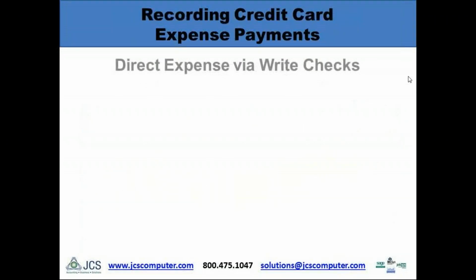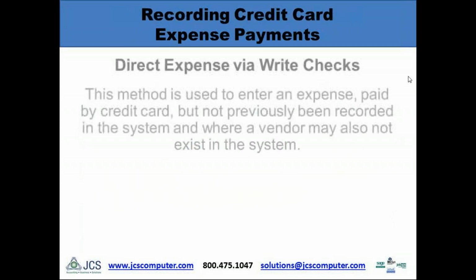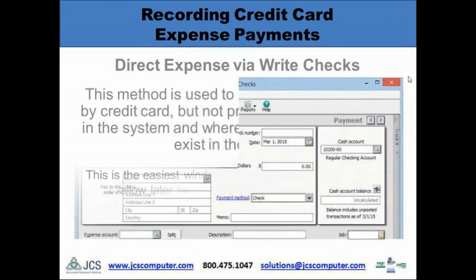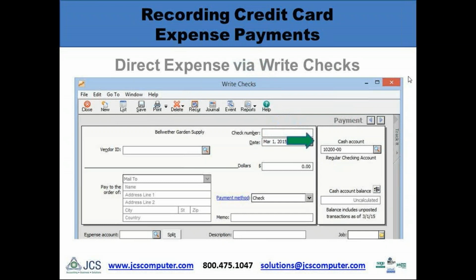We now can start recording those payments we've been talking about. We can do direct expenses using the write checks entry window. This is used for expenses that have not already previously been recorded in the system in any way. We can use this to record against the vendor or even somebody that is not currently in our system. This is probably the easiest method we have if you don't need to distribute this expense to multiple general ledger accounts. So here's our entry window.